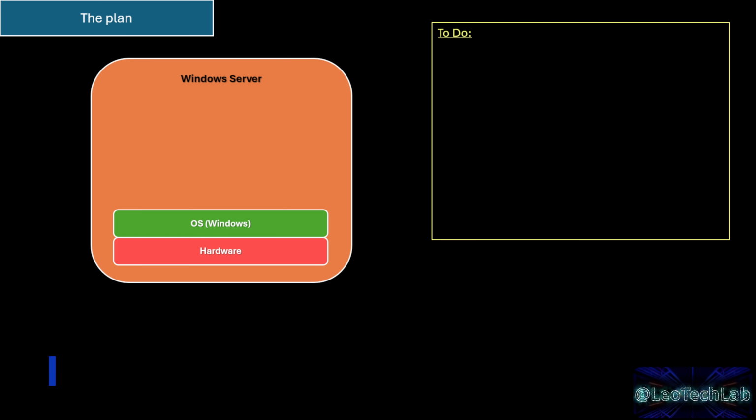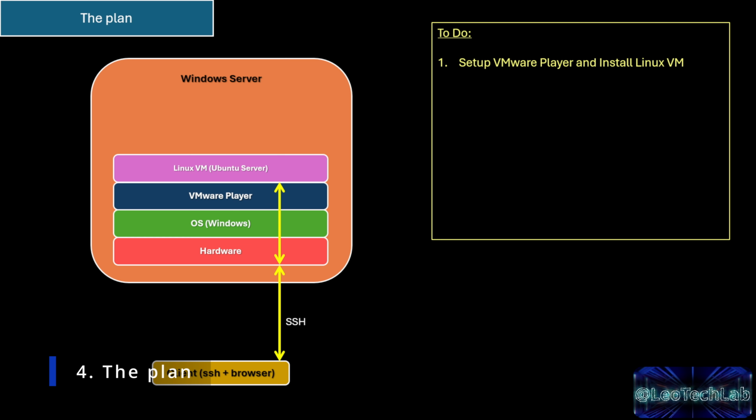The plan for this video is as follows. We'll start by installing VMware Player as our hypervisor and a Linux virtual machine. Access to the virtual machine is done using the terminal with SSH. For more details, check out the video dedicated to this topic in the description.